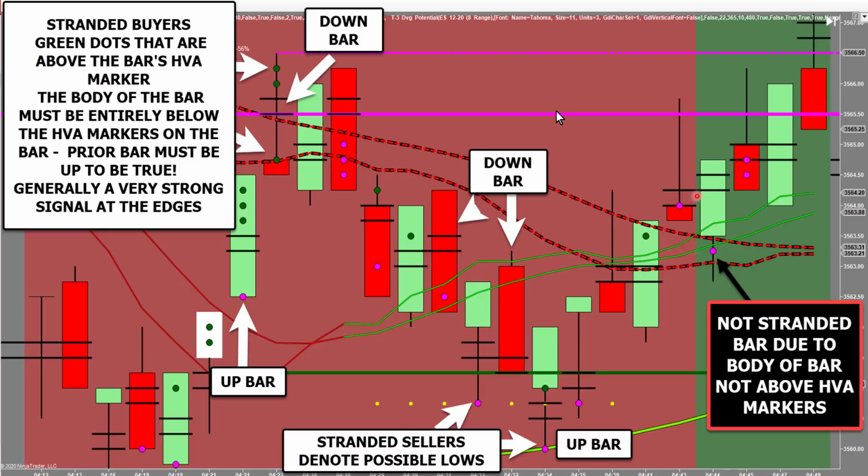I did put this one in here because a lot of people, the minute they start looking for stranded buyers and sellers, they see them on every bar. So again, at the right spot, and it has to be a bar up and then a bar down, or a bar down and then a bar up for it to be stranded buyers or sellers. It has to have that reversal pattern. If you just see a dot out by itself, it doesn't really mean anything. I know a lot of people ask that.